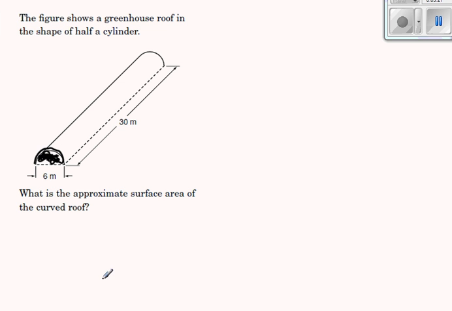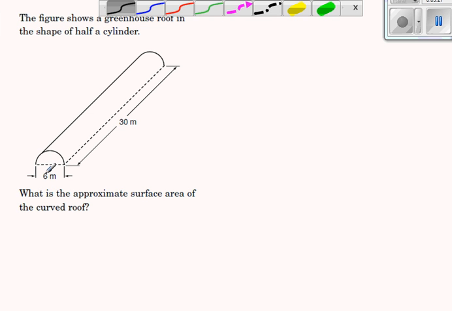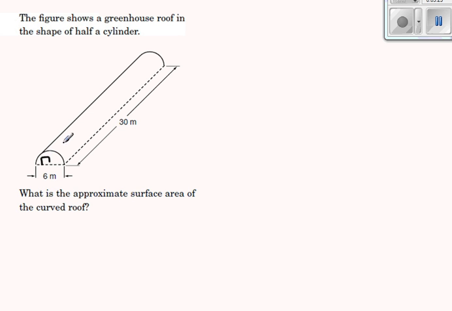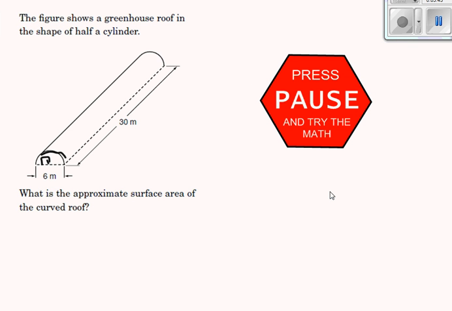My vote is no. This is supposed to be a greenhouse. So you can imagine that there would be a little door here where you could walk in and water your plants. So I don't consider this or the other part to be part of the roof. So I only want what's called the lateral side in your calculations. Okay, so would you please press pause in the video, try the math on your own, and I'll meet you on the flip side.